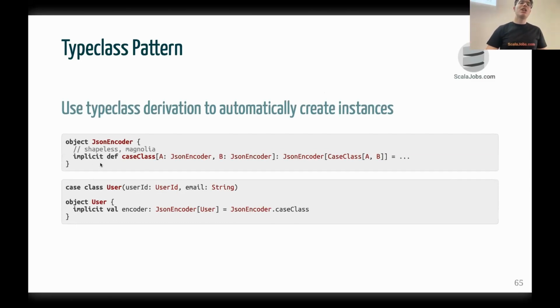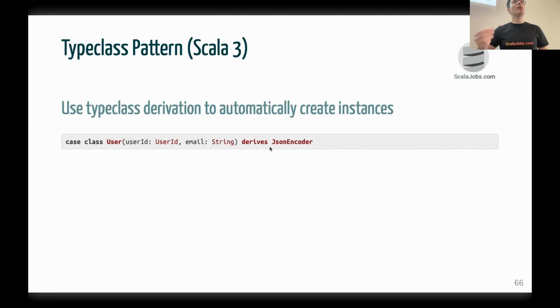There are libraries like Shapeless and Magnolia that do this in Scala 2. In Scala 3, it's amazing. We have this derives keyword, so it's part of the language now. And we can say case class user and derive the JSON encoder. And we don't need to deal with this implicit anymore. It's all done automatically and it's very nice.